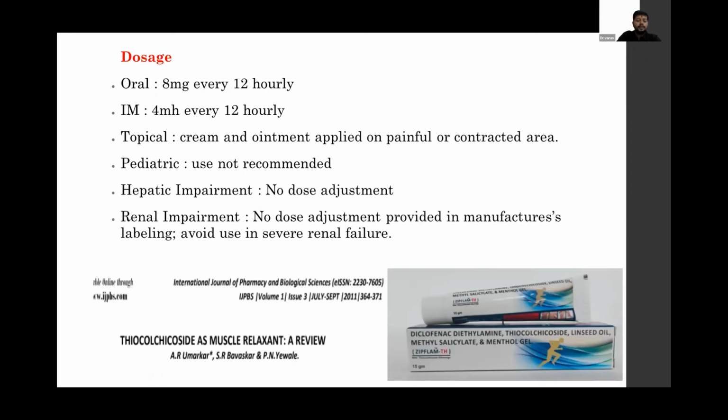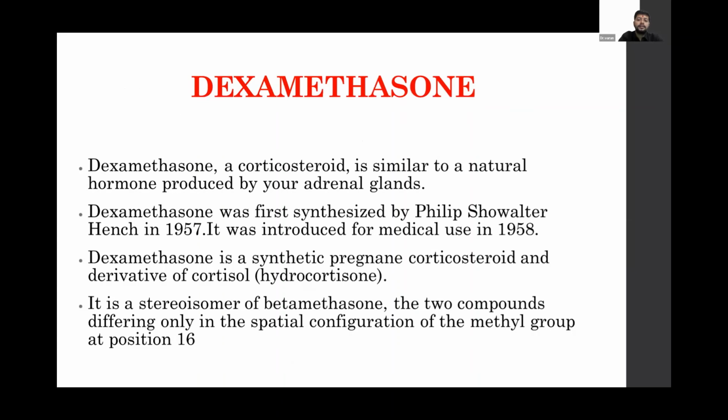Dosage for thiocolchicoside is 8 mg every 12 hourly, and intramuscular it can be 4 mg every 12 hourly. Topically, it is used as a cream or ointment applied on the painful or contracted area. In hepatic impairment, there is no dose adjustment, and in severe renal impairment, it is contraindicated. Some research articles show thiocolchicoside as a muscle relaxant in topical preparation.